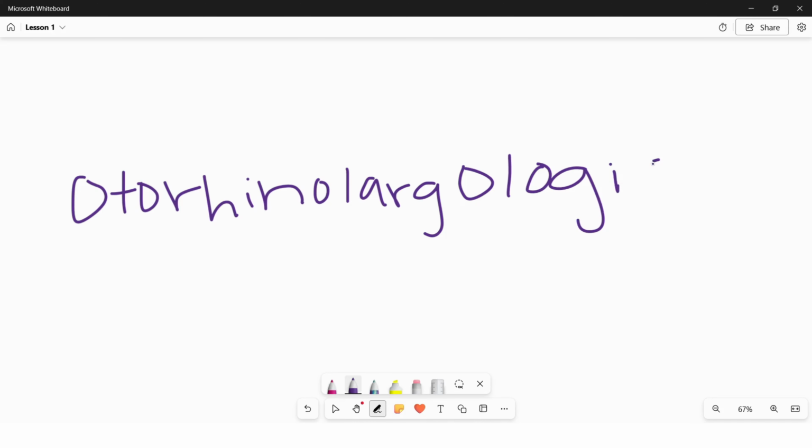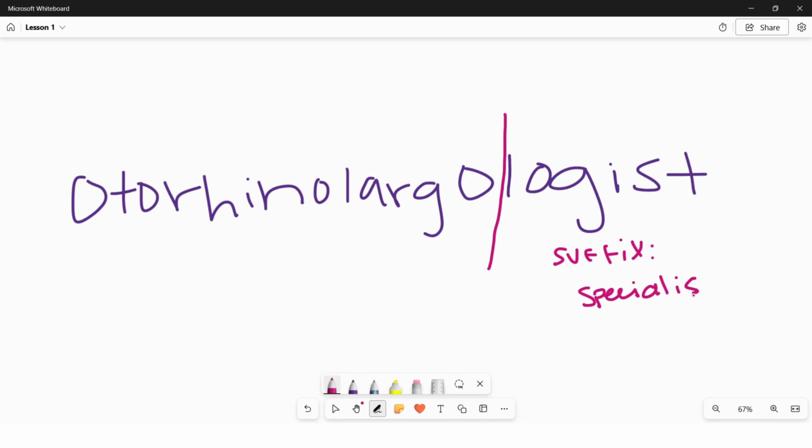Okay, this is a long term, but we can break it down. So first thing you'll do is look at the suffix. So what do I notice? Well, I see ologist or logist, which means a specialist. So suffix means specialist. And you could have a neurologist, an ophthalmologist. So this just means specialist.